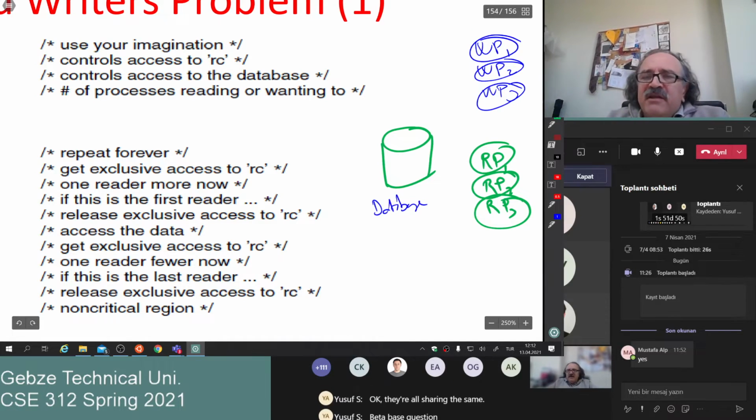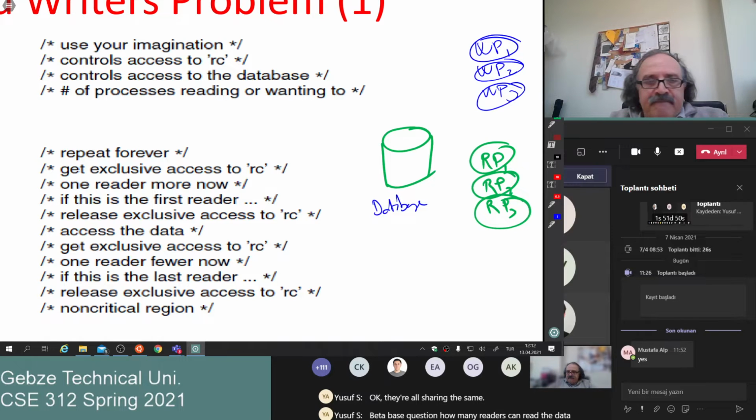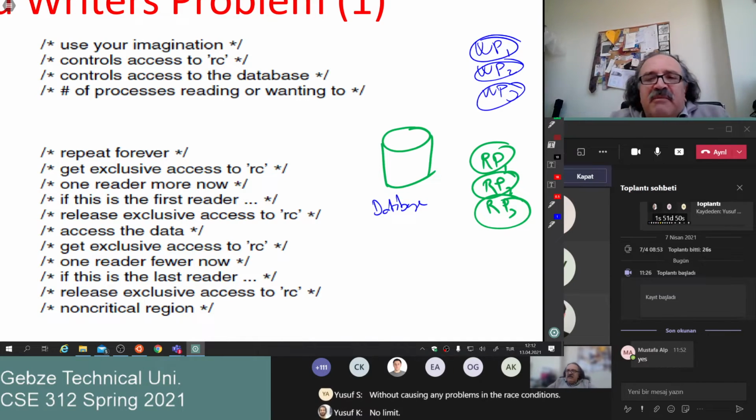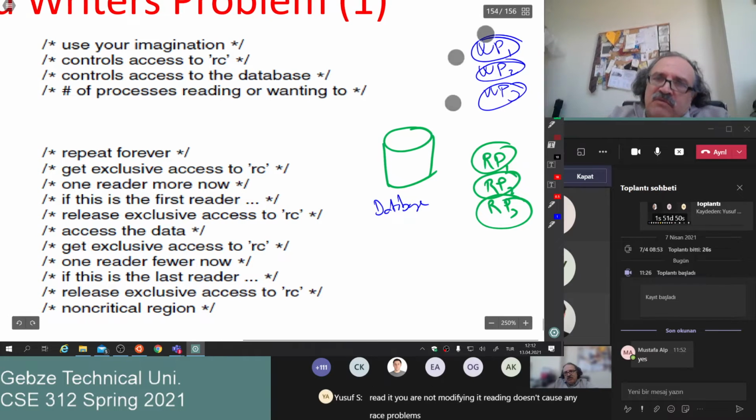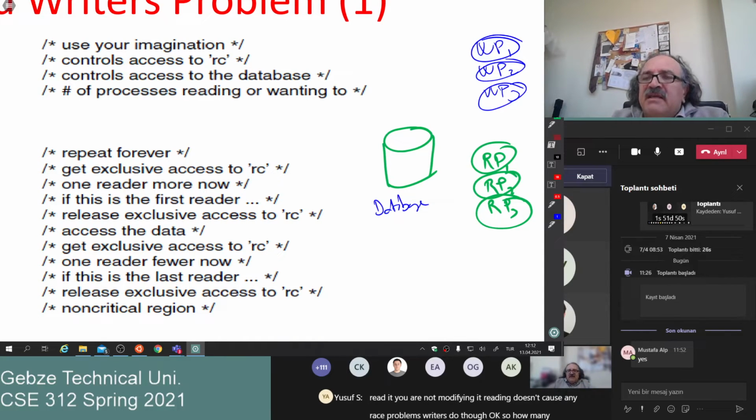Question: how many readers can read the database at the same time without causing any problems, any race conditions? No limit. There is no limit, right? I mean, reading is free. You are not modifying it. Reading doesn't cause any race problems. Writers do, though. So how many writers can write to the database at the same time without causing any problems? Just one. Yeah, just one. That's it.